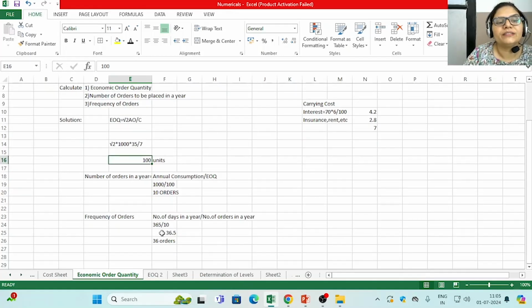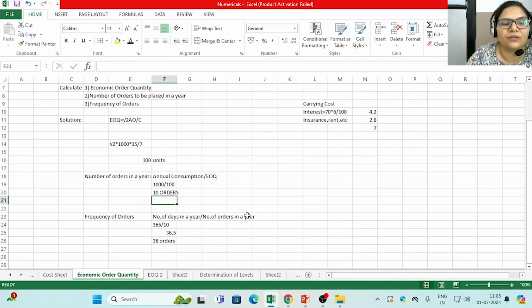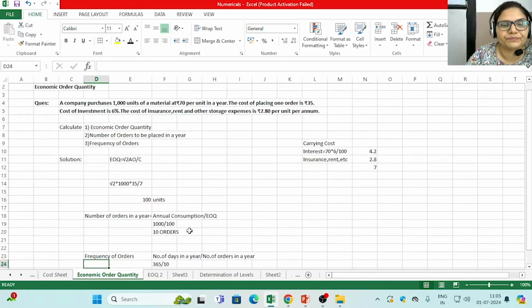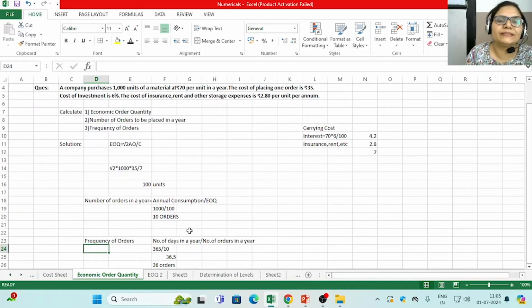Now the next is the number of orders in a year, that is annual consumption upon EOQ. 1000 divided by 100 will give you 10 orders. Frequency of orders is 365, that is number of days in a year, divided by number of orders in a year. After dividing them, we will get the value of 36.5. So definitely we will take an approximate figure, which is 36 orders. I think this basic calculation of economic order quantity is almost clear to you.